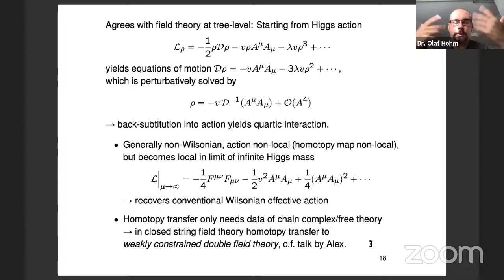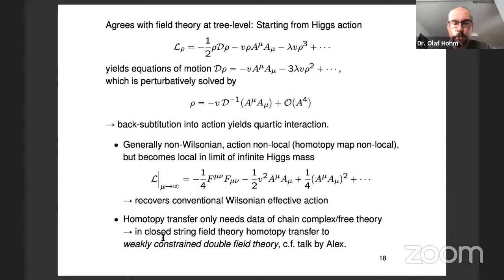So that's what we used recently in this work with Alex, Chris Hull, and Victor Lequeur. Alex talked about it, in order to prove that there must be a weakly constrained double field theory. And we did that using just the free part of closed string field theory, because that has all the data, and there you can just establish the existence of a homotopy map.